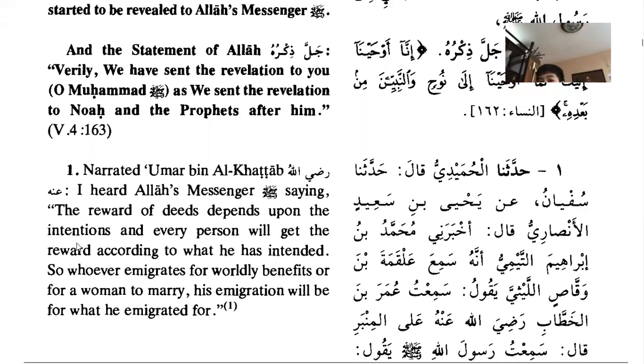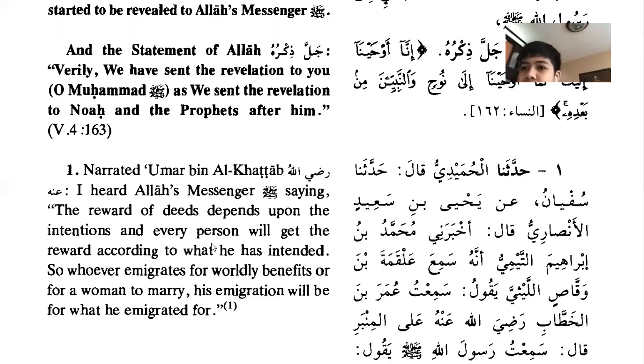So basically, do you know what intention is? Intention means what is in our mind. So this hadith tells you that if you do something for the sake of reward from Allah, you will get a reward from Allah. But if you do something to show people, then you will not get any reward from Allah.